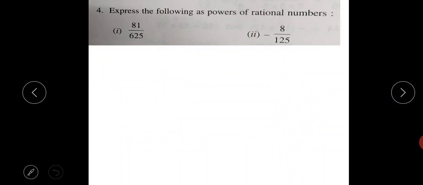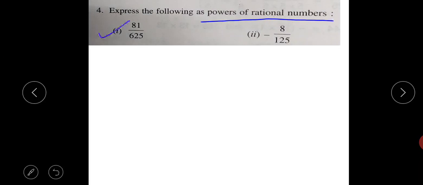Now question number 4 is express the following as powers of rational numbers. क्वेश्चन नंबर 3 में हमने पावर फॉर्म में था उसको रैशनल नंबर में कन्वर्ट किया था. अब इस क्वेश्चन में हमें रैशनल नंबर गिवन है यानी कि P अपॉन Q की फॉर्म में गिवन है और इसको पावर फॉर्म में लिखना है.